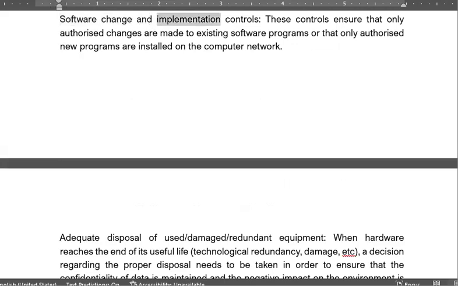Software change and implementation controls. These controls ensure that only authorized changes are made to existing software programs or that only authorized new programs are installed on the computer network.